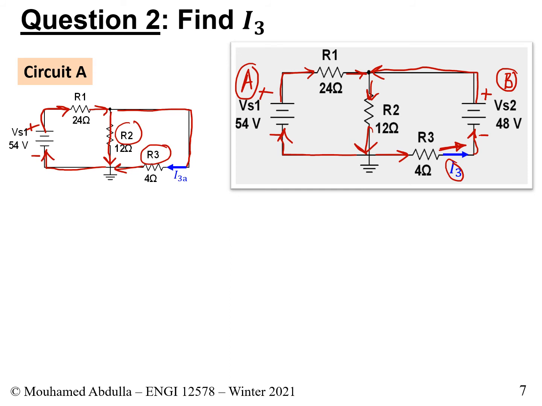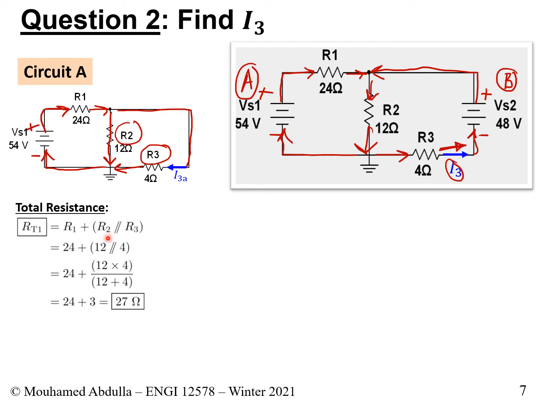So if we do this, this is what we get. We get R2 in parallel with R3, and the result that we get is added to R1. And therefore, we get 12 in parallel with 4. And the result is added to 24. So that gives us 12 times 4 divided by 12 plus 4. And that gives us 3. We add 24 to it, and that gives us 27 ohms.